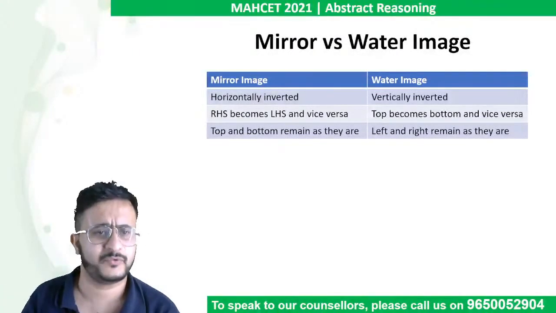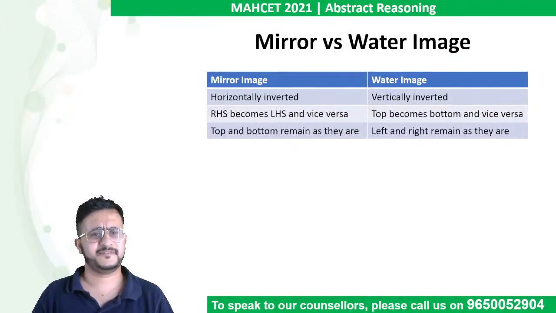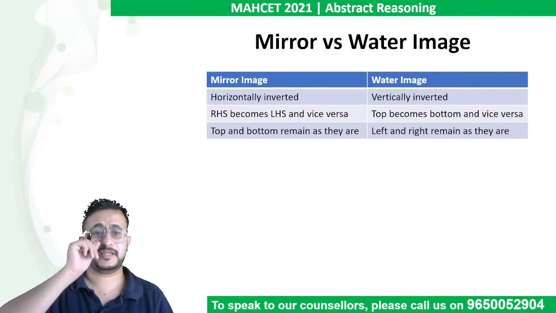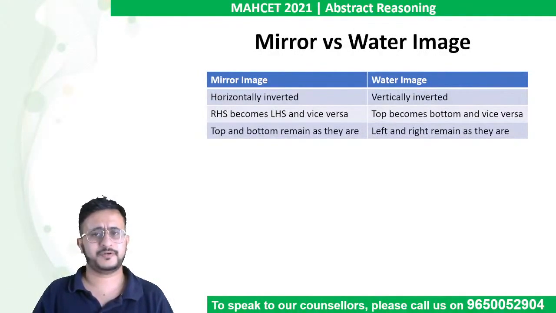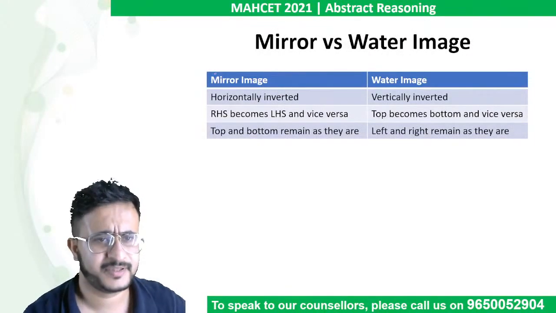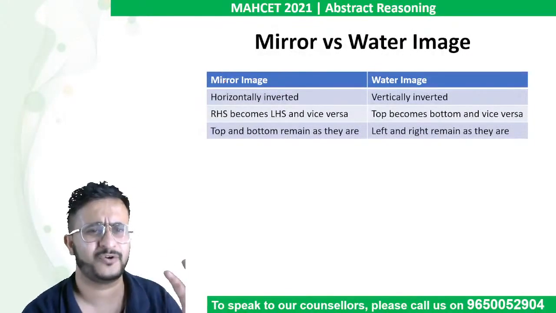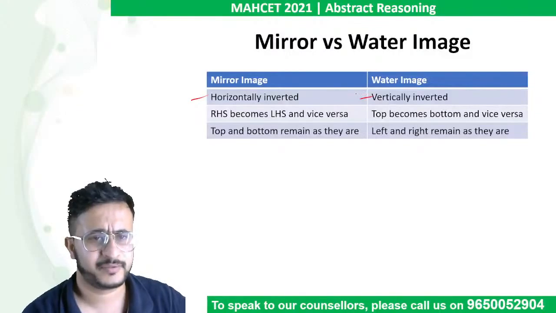So let us understand what is water image and what is mirror image. From the name itself, it suggests that if you put a mirror in front of something, the reflection that you get is called a mirror image. Similarly, an inverted image on water is called a water image. You can call it a horizontal or vertical flip. When you edit photos, it shows horizontal flip, vertical flip. So horizontal flip is called mirror image, vertical flip is called water image.